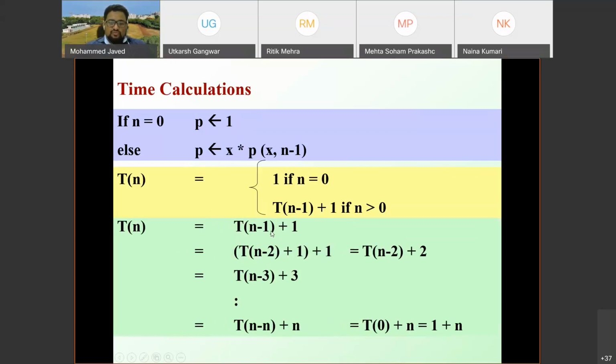So now if you try to recursively substitute here n minus 2, this is split into t of n minus 2 plus 2. Similarly, t of n minus 3 plus 3, and so on, t of n minus n plus n. And if you solve this recurrence relation, then you see that t of 0 plus n, and t of n in this case is proportional to n plus 1. So t is proportional to n here.